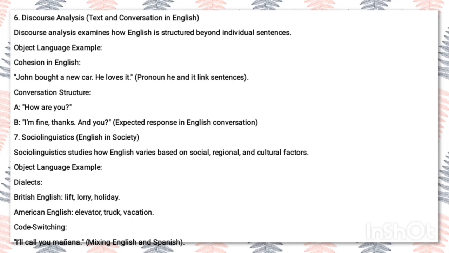Then code switching, where sometimes people switch between languages in a single conversation, such as I will call you mañana, mixing English and Spanish, using mañana for tomorrow.